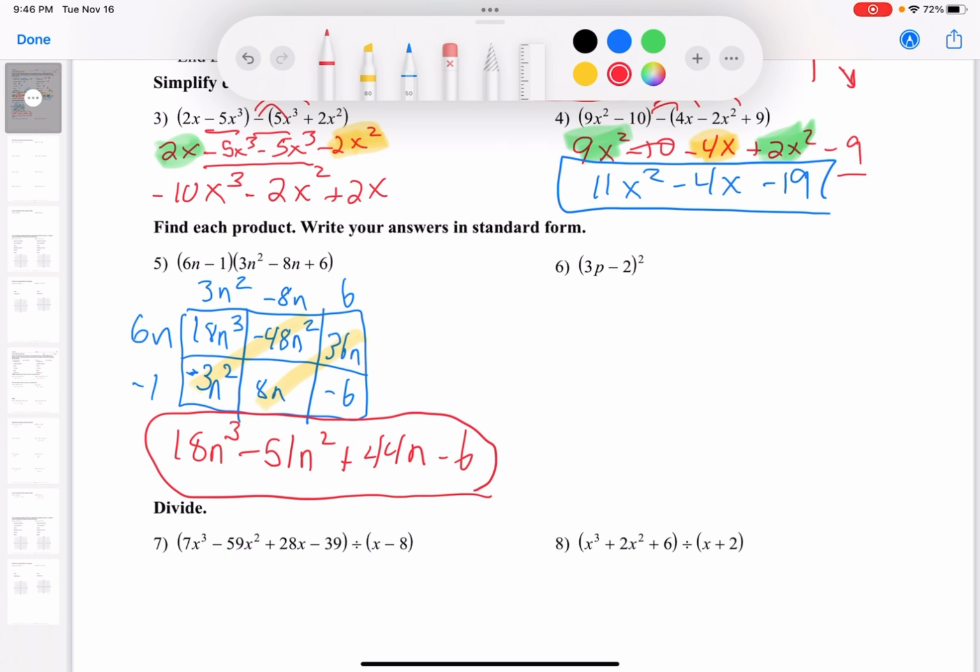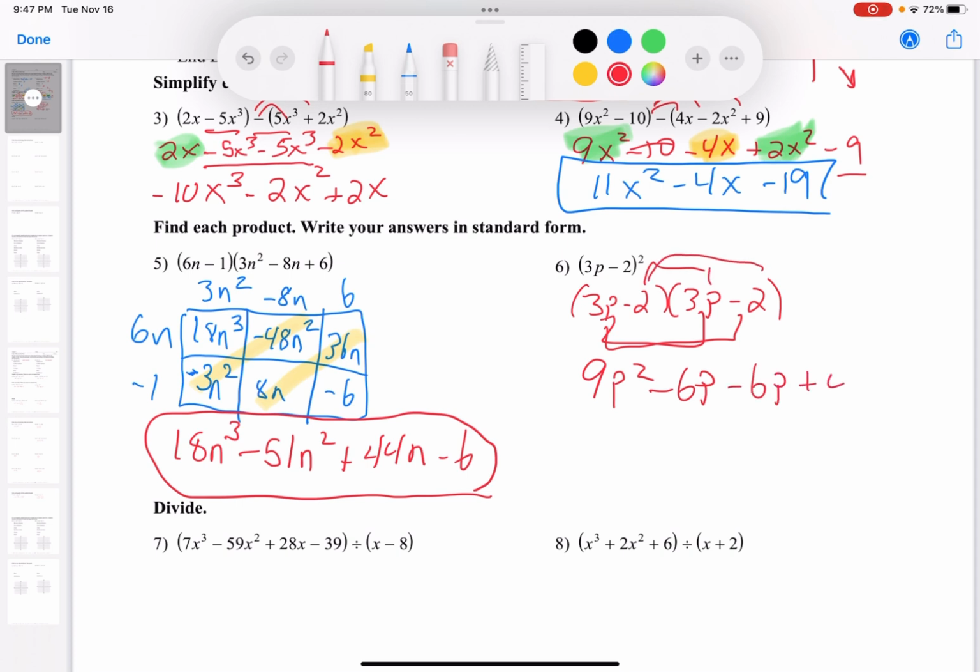3p minus 2 squared. Remember, when you square something, it means you're taking it times itself. So this is 3p minus 2 times 3p minus 2. And you could do the Punnett squares, or you could just FOIL. That's 9p squared. First, outside, it's negative 6p. Inside, negative 6p. And last is plus 4. Combine like terms, 9p squared minus 12p plus 4. And it's done. Sorry, my nose itches.